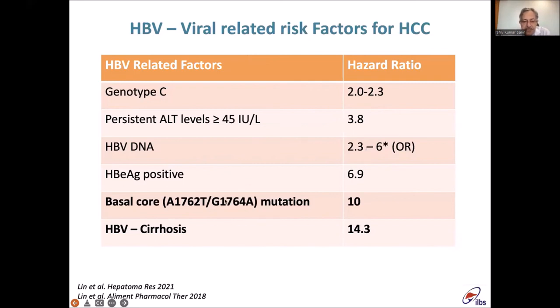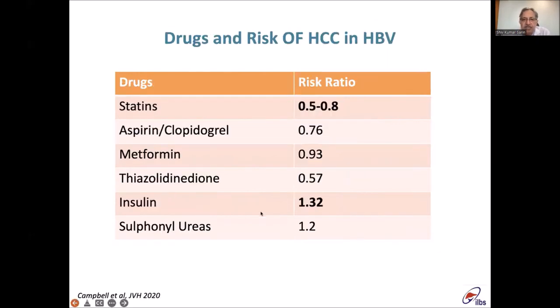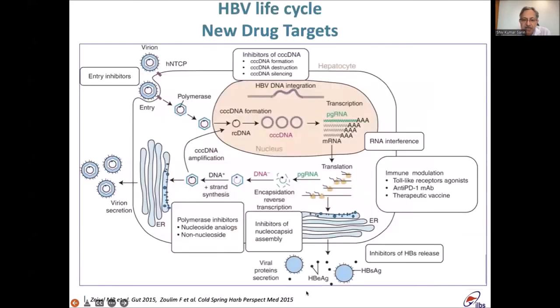If he has mutations in the basal core of the virus, the risk is 10 times higher. And if the person has developed cirrhosis, he has a very high chance of liver cancer. What are the host-related things? If the person is taking statins, he is protected. Aspirin, protected. Metformin, somewhat protected. If he is on thiazolidinedione, he is protected. But if he is on insulin, he has a higher risk. So you have a hepatitis B diabetic patient, sulfonylureas and insulin can cause more liver cancers.